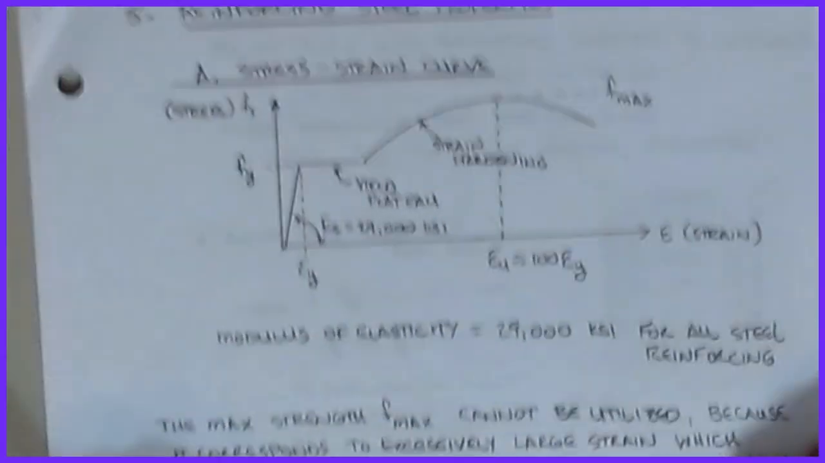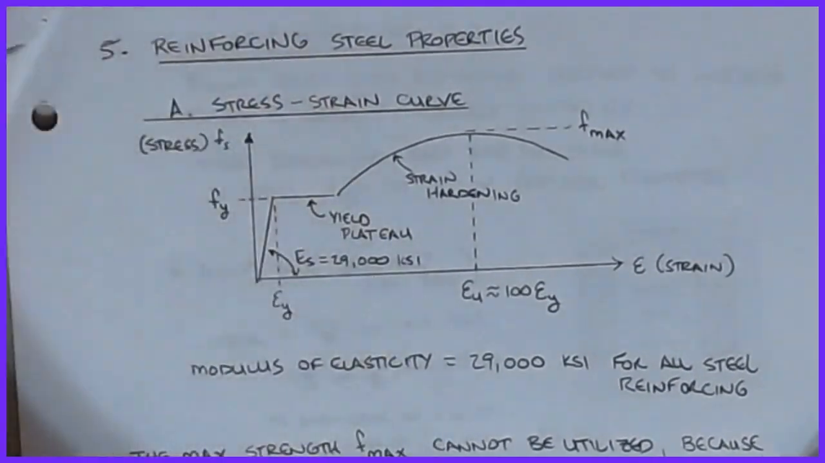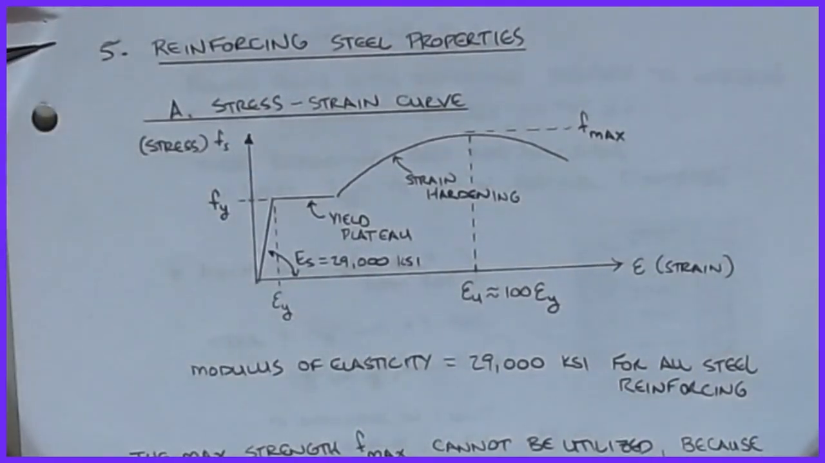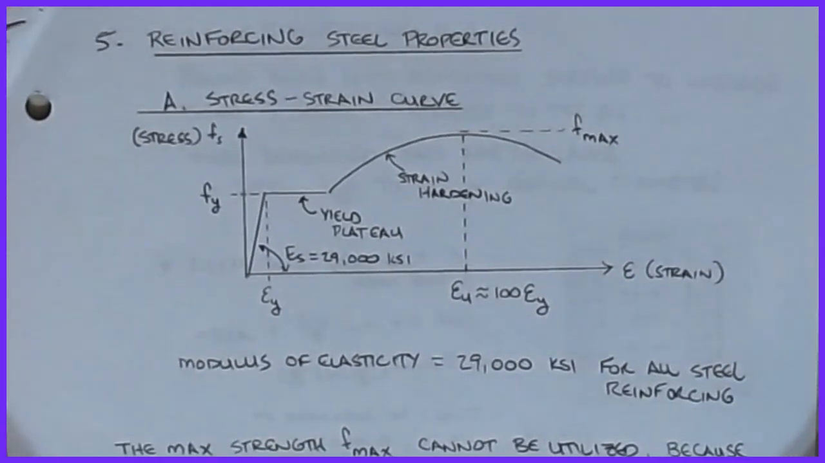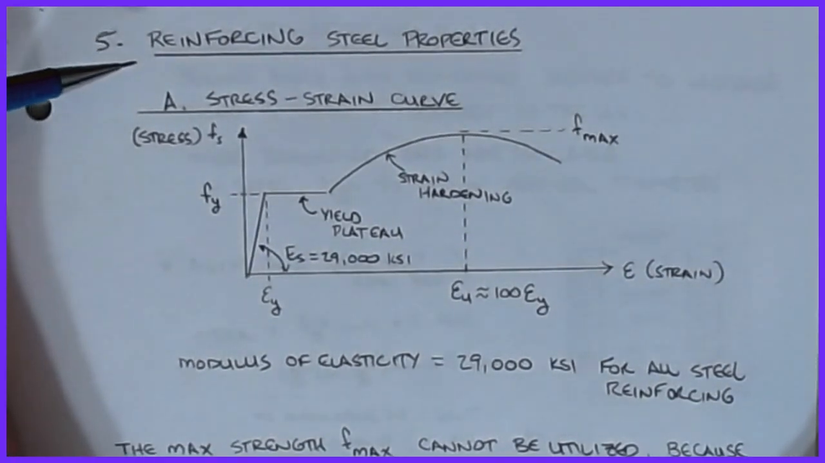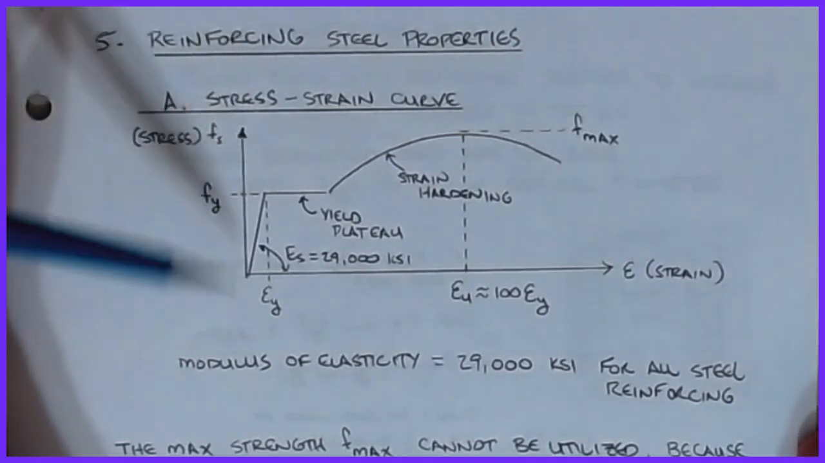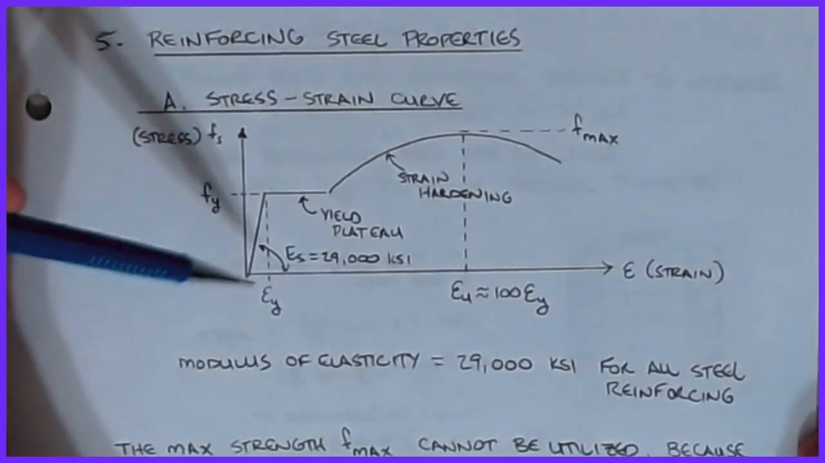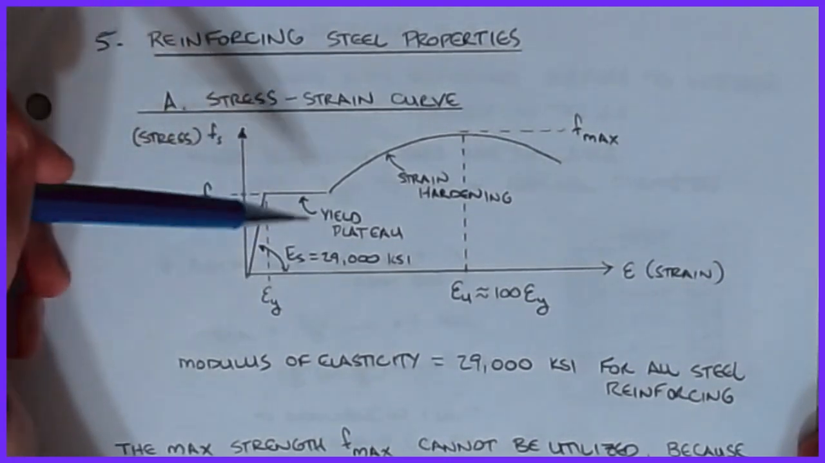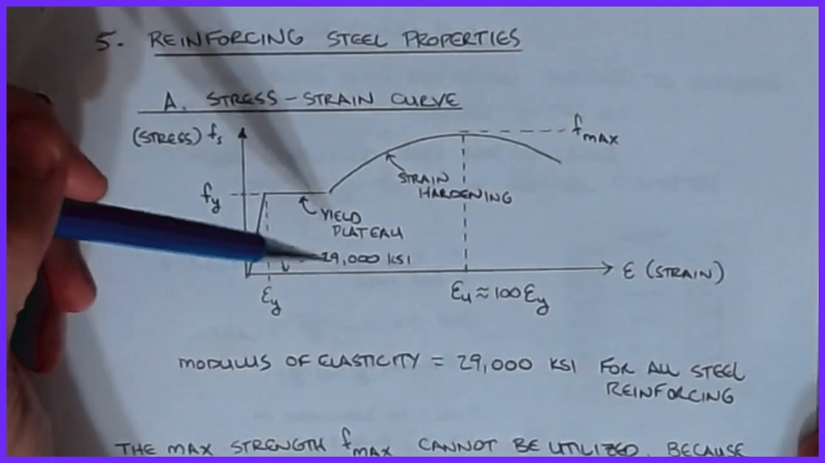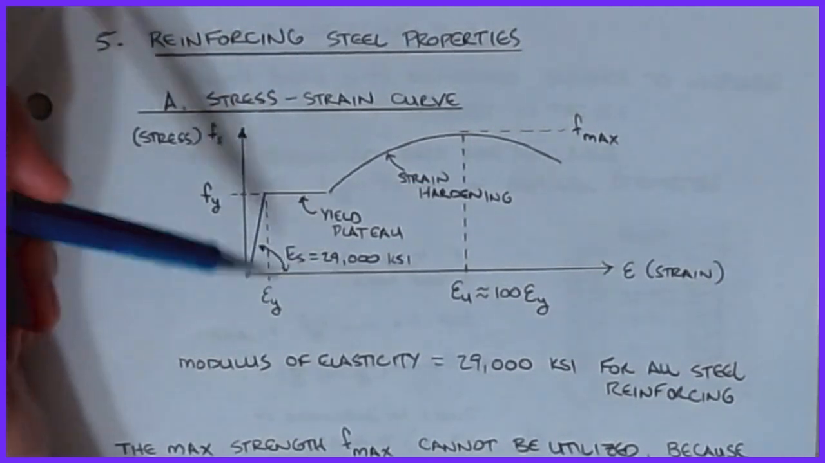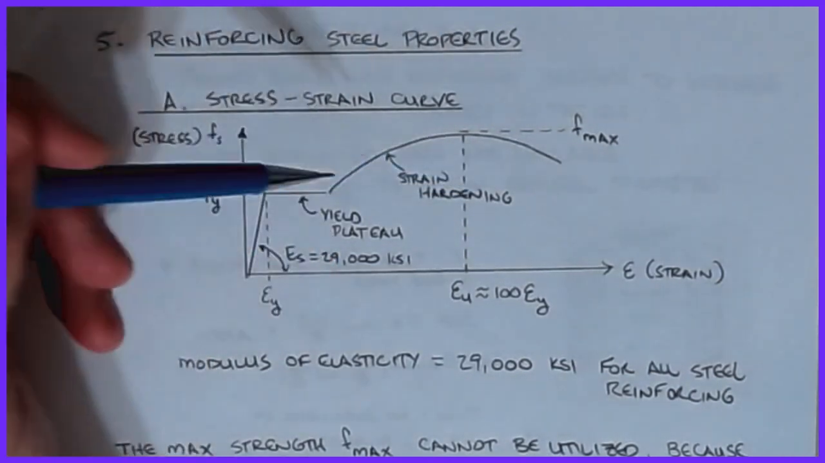Our next area that we want to talk about has to do with the reinforcing steel. Reinforced concrete is a combination of two materials. We've talked about the concrete. Now we want to talk about the reinforcing steel properties. What we have here is your typical stress-strain curve for what we call mild reinforcing steel. In a generic sense, if you remember from your mechanics of materials or material science classes, we can draw the behavior of a steel tensile test.